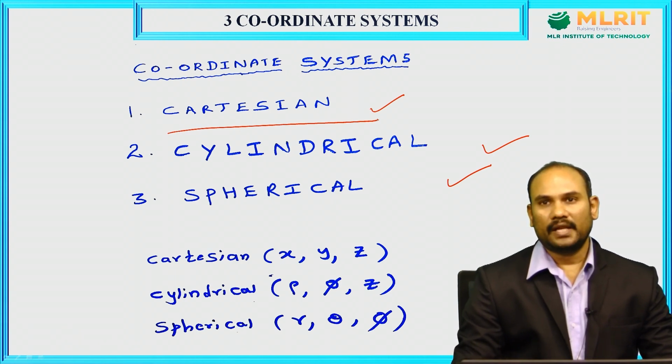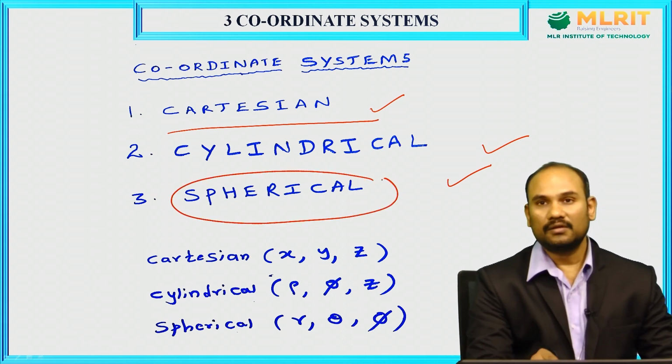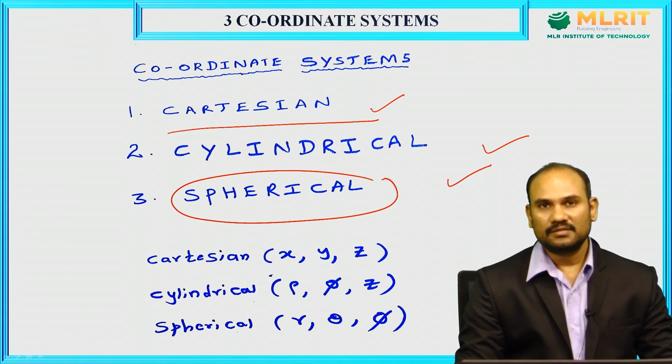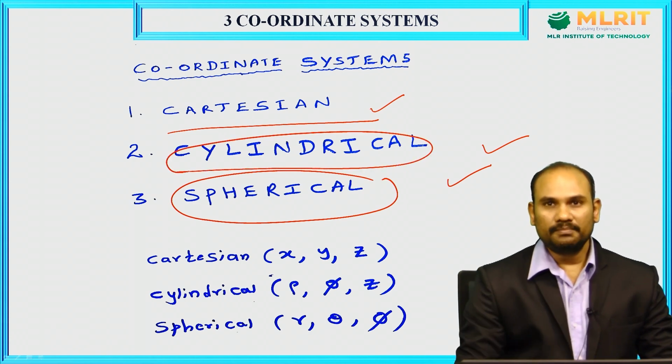Next, coming to electromagnetic theory, we have study of electric fields, we have study of magnetic fields. The study of static electric fields is called electrostatics. The study of static magnetic fields is known as magnetostatics. Mostly in electrostatics, we go for the spherical coordinate system, whereas on the other hand, for magnetostatics, we go for cylindrical coordinate system. In simpler terms, I will just show you why it is so.